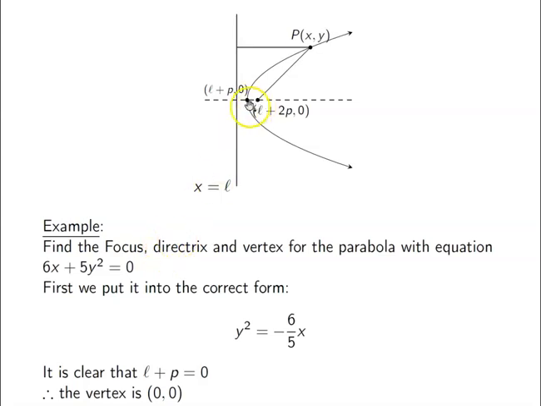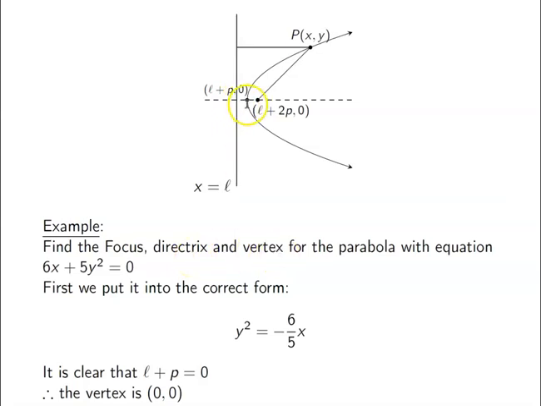Okay, so the vertex is here. I know that's 0, 0. And it's y squared equals something, so I know it looks like this. My vertex is at the origin. That means if I add p, I will have my focus, and if I subtract p, or go in the other direction from the vertex, I will have my directrix.